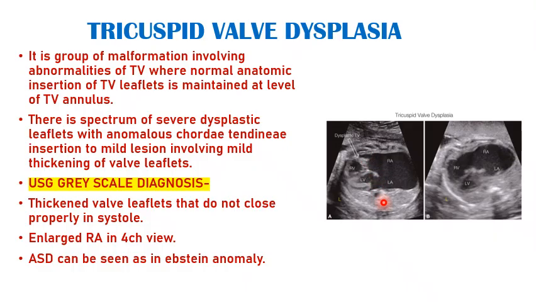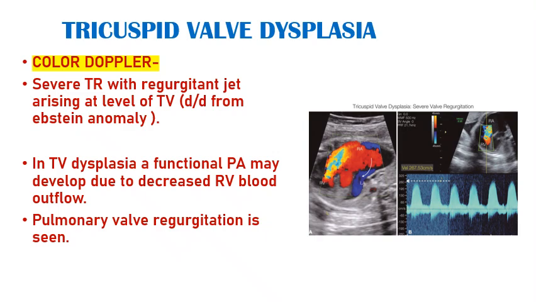In ultrasound grayscale, we can see thickened valve leaflets that do not close properly in systole, and an enlarged right atrium in the four-chamber view. ASD can also be seen, as it is seen in Ebstein anomaly. In color Doppler, there is severe TR with the regurgitant jet arising at the level of the tricuspid valve, which is the main differentiating point from Ebstein anomaly.